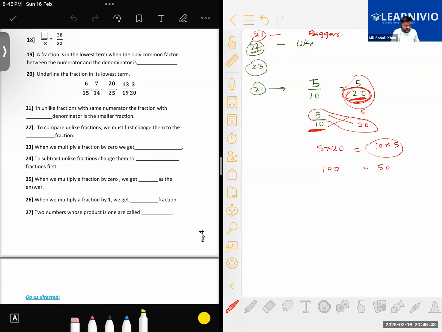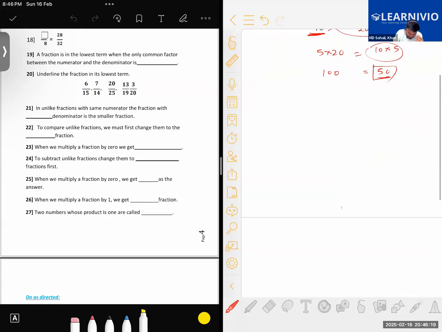Like we have to understand the concept also. Rather than just getting the answer, we need to understand why it is so. The fraction with the bigger denominator is the smaller fraction. Out of 5 upon 10 and 5 upon 20, this one has the bigger denominator and thereby it is smaller. Okay. Now question number 23.